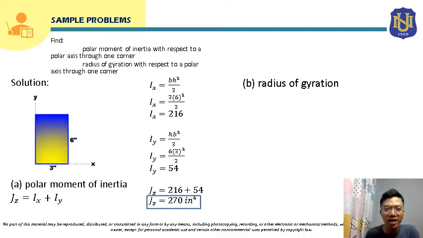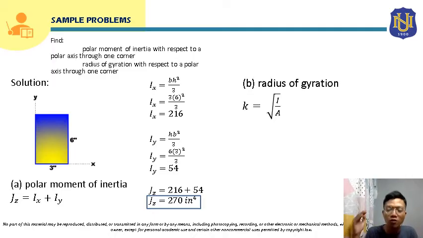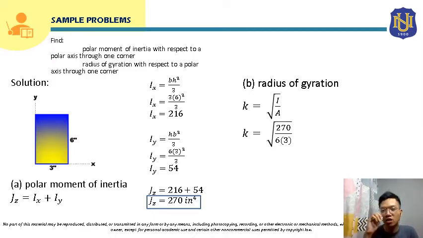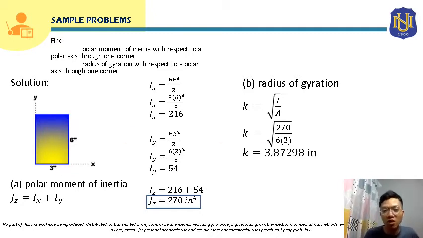Okay, also for letter B, we have to solve for the radius of gyration. From our previous recorded video discussion, the formula for radius of gyration is k is equal to the square root of I over A. The I here is the moment of inertia, so we will use the polar moment of inertia that we solved from here. This will be 270. And the area of this one is base times height, so that will be 6 times 3. Solving for this, this will be 3.87298.